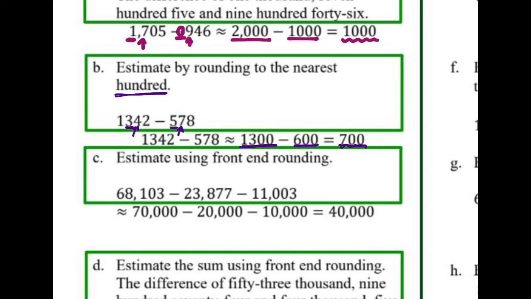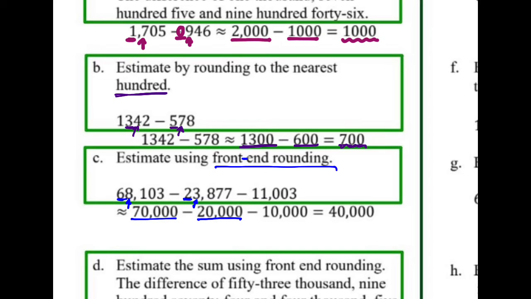Okay, on C, we have front-end rounding. Okay, and I like to hyphenate that. So, okay, front-end rounding. So we're using the first number and looking at the second number. The 8 rounds up, so the 6 becomes a 7. And the next number, the 2 is your first number, and the 3 rounds down, so the 2 is going to stay. Everything else becomes 0. So by dropping the 3,877, it's rounding down to 20,000.